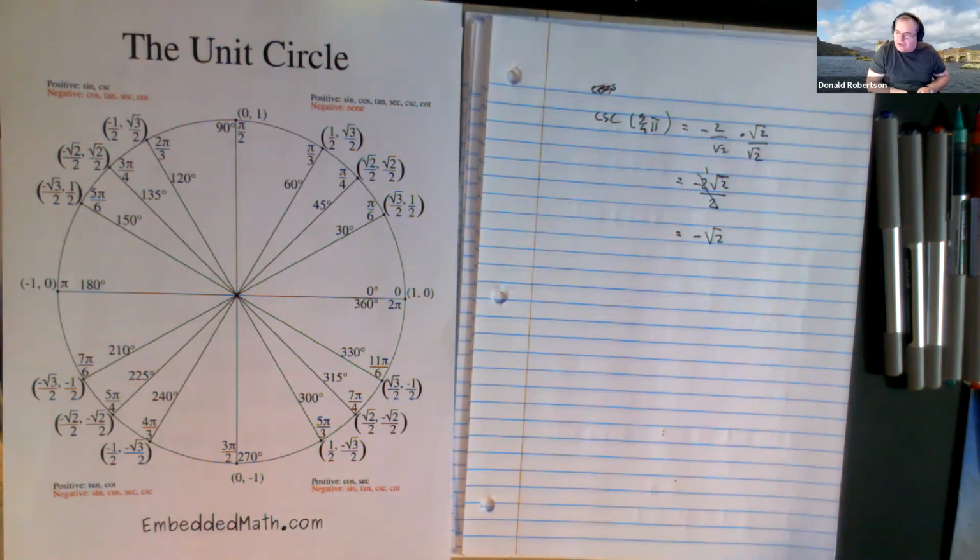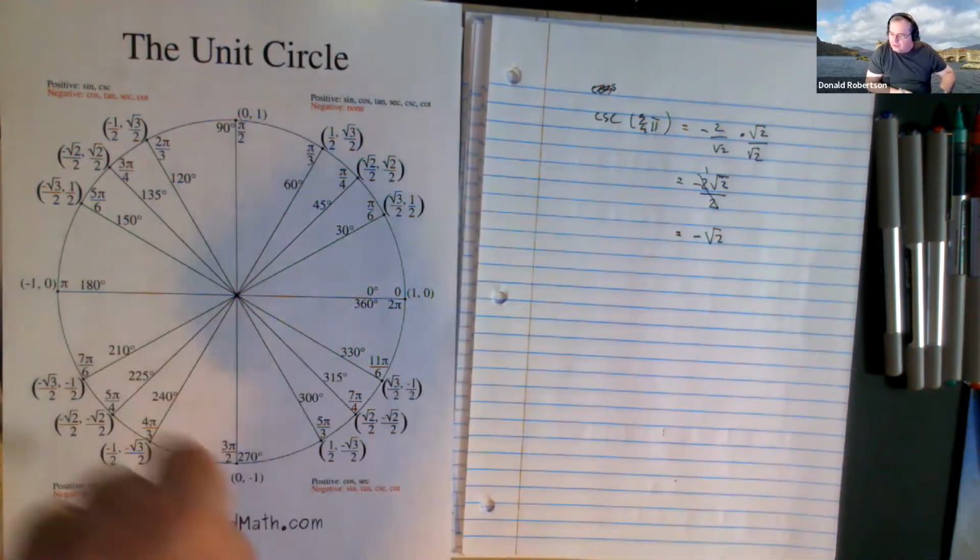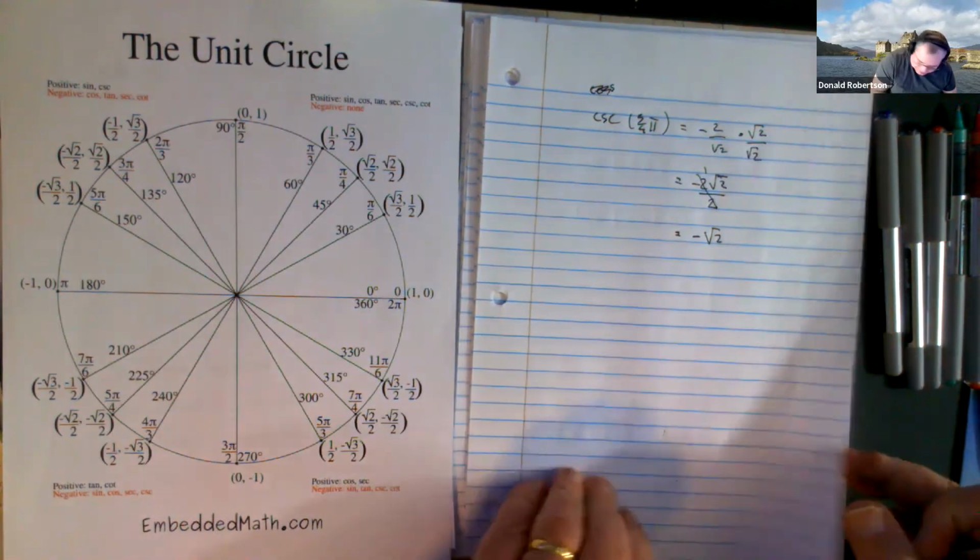Are we good with that? Do I need to do more of these, or do you feel comfortable about angles between 0 and 2 pi and using the unit circle to do them? Okay, I get a thumbs up on that. I'm happy.